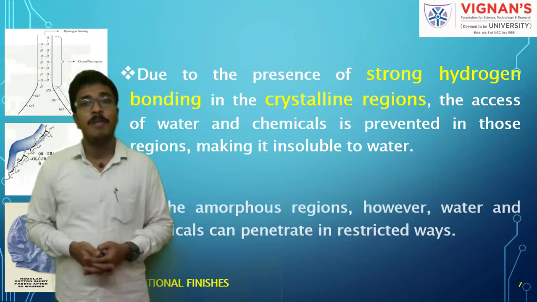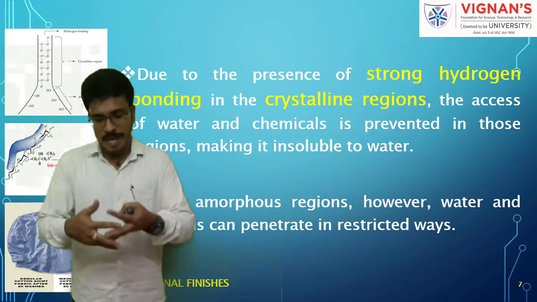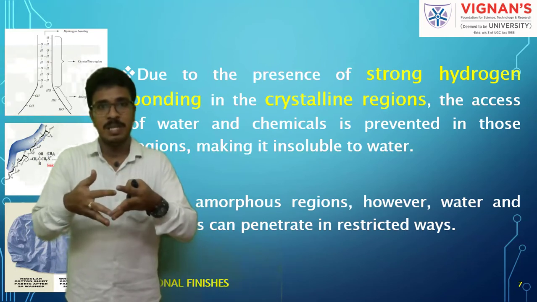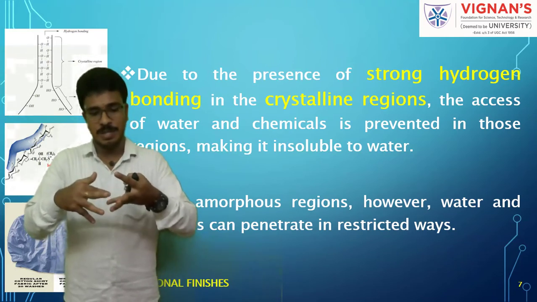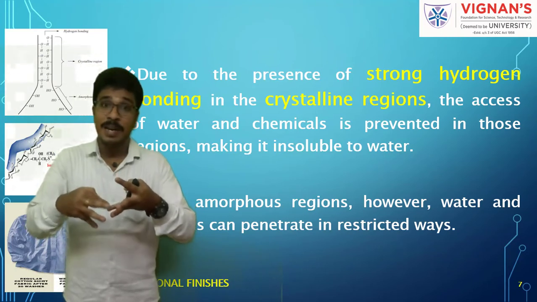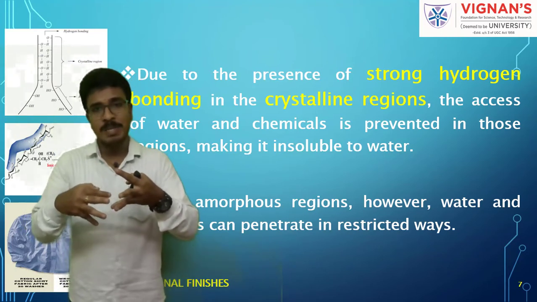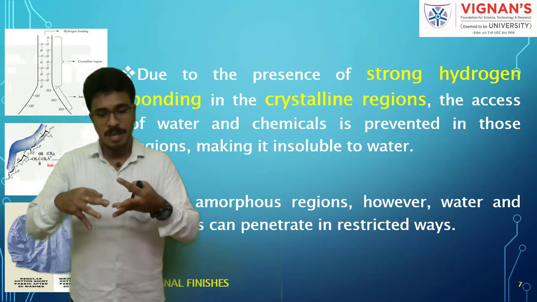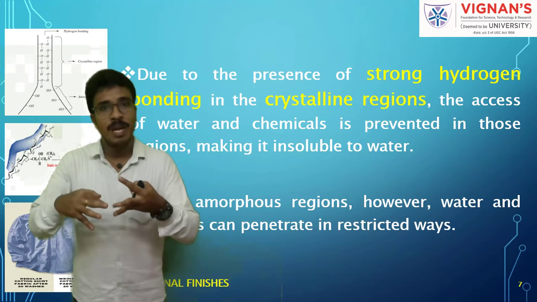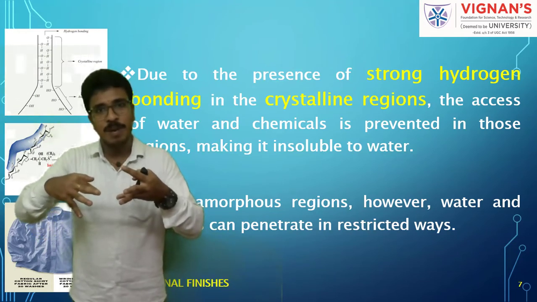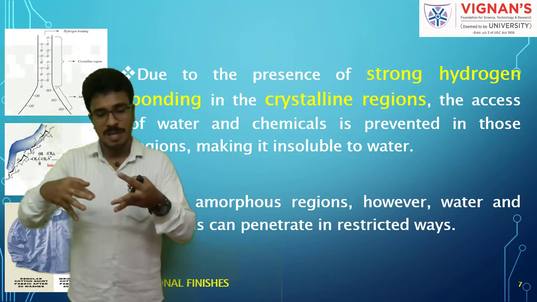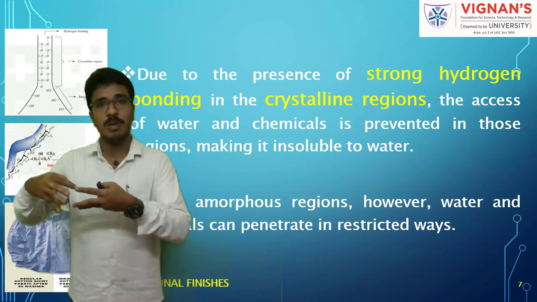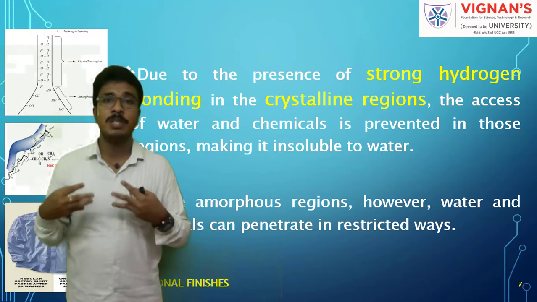Understand? But when it comes to the amorphous region, as you already know, the packing is irregular. The polymeric chains are irregularly arranged. Even though hydroxyl groups are there, there will be some irregular arrangement of molecules or polymeric chains. Now what will happen? Since these two chains are far away, between one hydroxyl group and another hydroxyl group, there won't be that much bond formation.